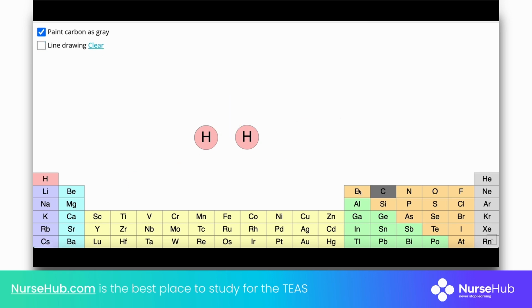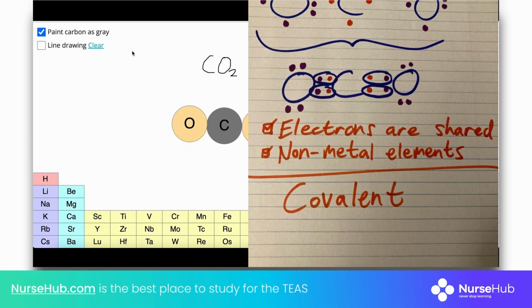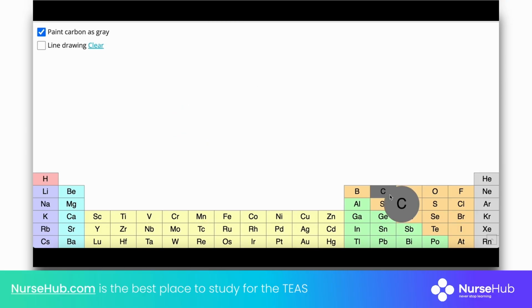Electrons are shared. Can you guess what CO2 would be? Carbon dioxide? Again, carbon is a nonmetal along with oxygen. So when we combine those together, it's going to be a covalent bond. They're going to share electrons, fulfill their octet, and be happy.